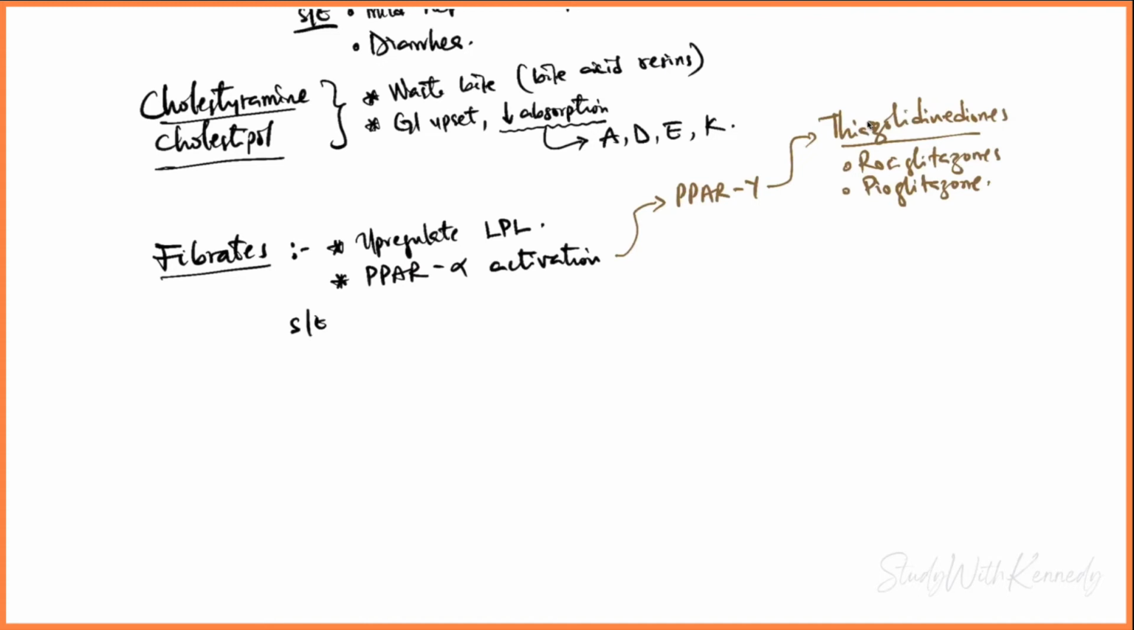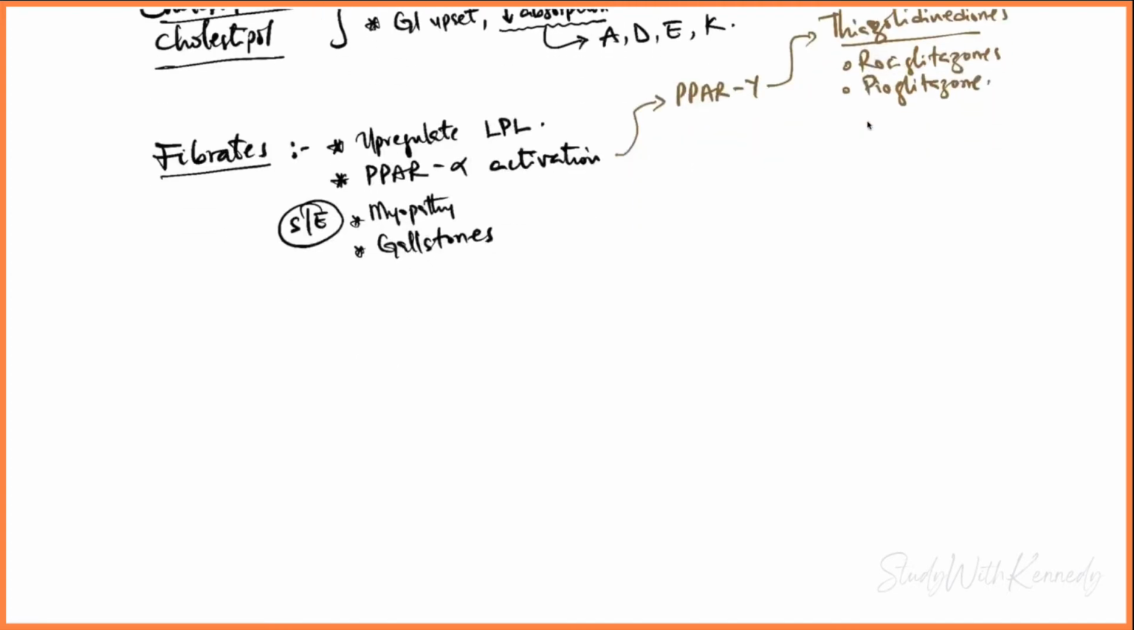Side effects of fibrates: these medications will cause myopathy, rhabdomyolysis really, and they also cause gallstones. What kind of gallstones do you think they are going to cause? We are talking about cholesterol, so they're going to cause cholesterol gallstones. So how do they cause gallstones? We've seen one, upregulation of LPL, two, PPAR alpha activation, and we're about to see a third one.